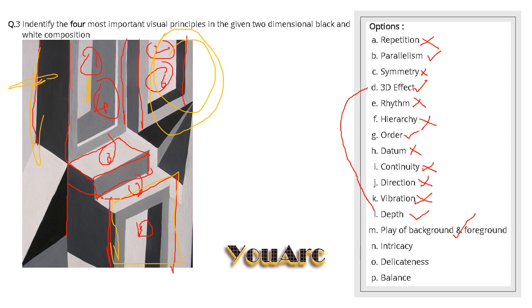Intricacy, we don't have any intricate detail here according to me. Delicateness, no, it is not delicate, it is not fragile, it is not giving a smooth or feminine effect or fragile effect, right? Balance, yes, definitely any composition has balance. Yes, this has balance, asymmetrical balance this figure has. So I'll give balance, play of foreground and background, depth, 3D, order, parallelism, but I'll keep order as the last option. I'll give the others as first options.